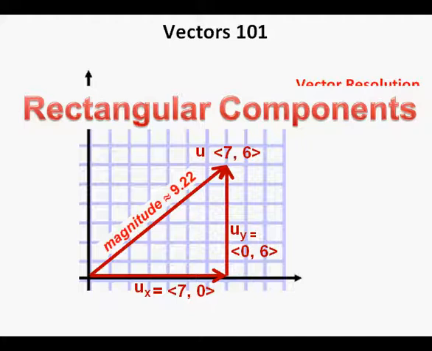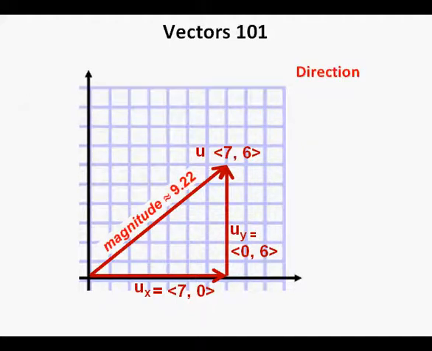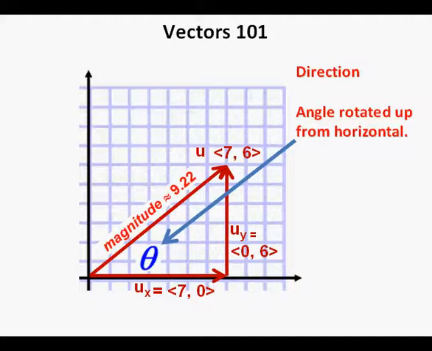Now we'll turn to the second characteristic of a vector, its direction. There are a lot of ways to express the direction of a vector, so many that we certainly will not handle all of them in this video lesson. But to start out, we'll call this angle symbolized by the Greek letter theta the measure of the angle rotated up from the positive side of the x-axis.